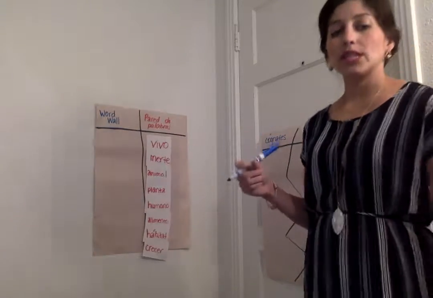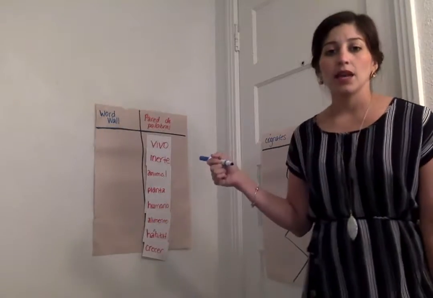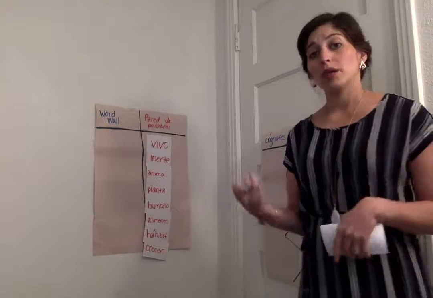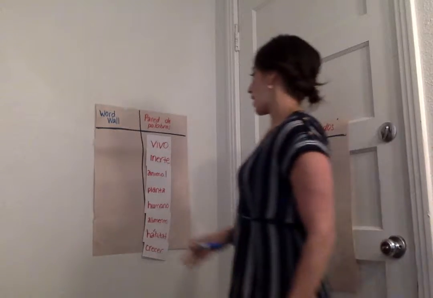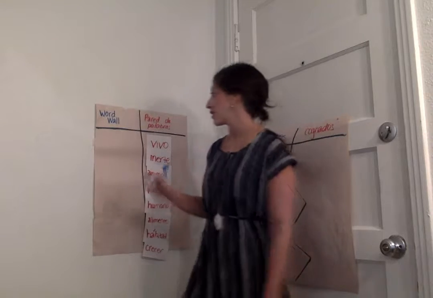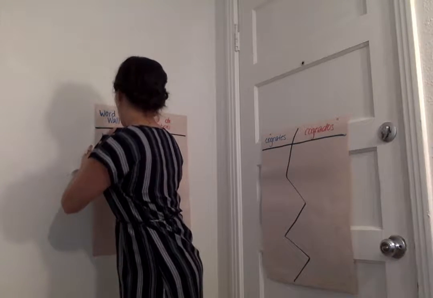Okay, so niños y niñas, ¿pueden ayudarme a encontrar la palabra en inglés para nuestras palabras de vocabulario? So I would call Mario. ¿Qué es la palabra en inglés por la palabra vivo? Y él me va a decir living. Write it down.